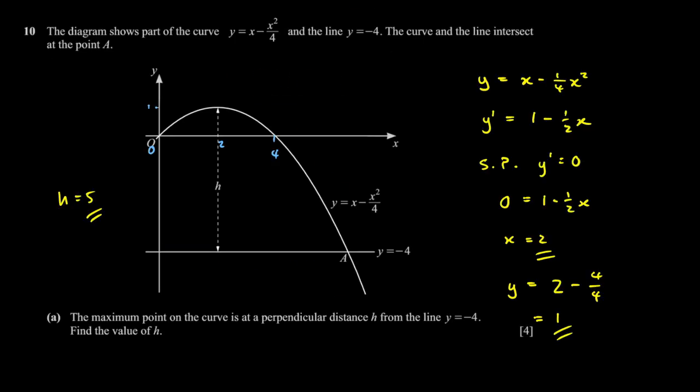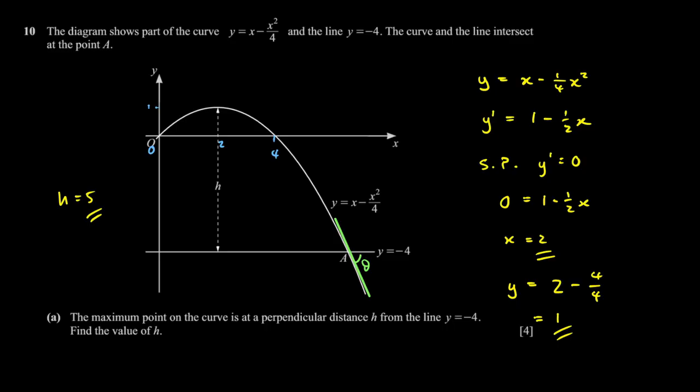Okay, part c. Find the acute angle between the tangent to the curve at A and the line y is equal to negative 4. Okay, so the tangent to the curve at A, let's kind of draw that on. I'll draw that on in green, I guess. It's like that, something like that. Okay, so that's the tangent to the curve at A. And we want to find this angle here, right, that angle there.